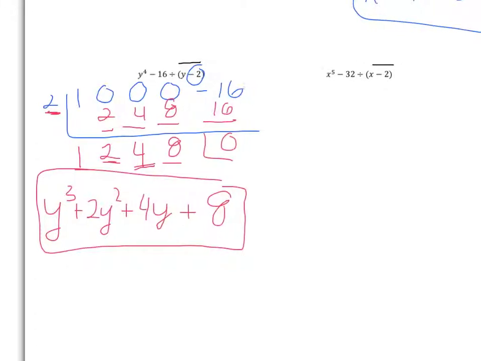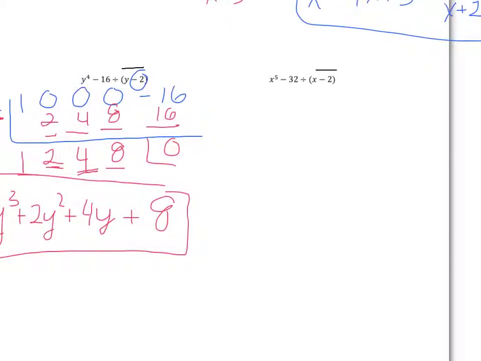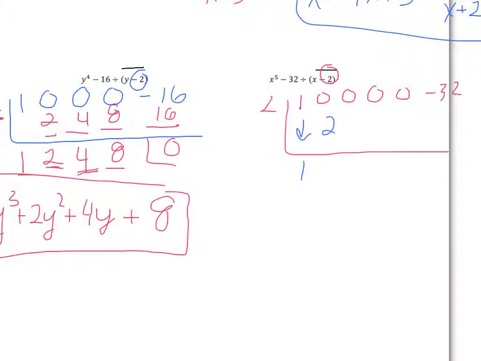Now, looking at this last one here, put our division bar here. Because we have a negative 2, we put a positive 2 out here. And we have 1x to the fifth, 0x to the fourth, 0x to the third, 0x squared, 0x's, and negative 32. So, we bring the 1 down. 1 times 2 is 2. Add these to get down here, so 0 and 2 is 2. To get this entry, we multiply our 2 and our 2, that's 4. Add those up, we get our 4. Multiply 8, add them up.